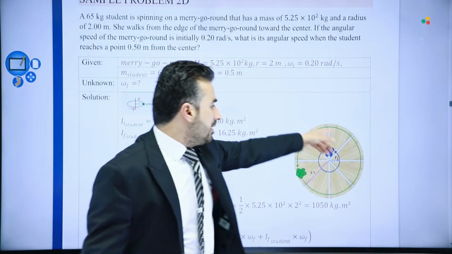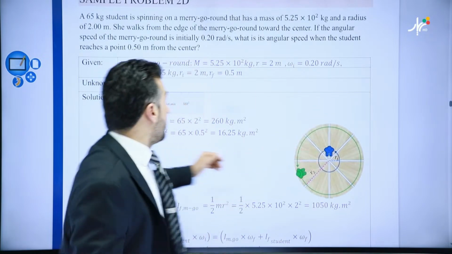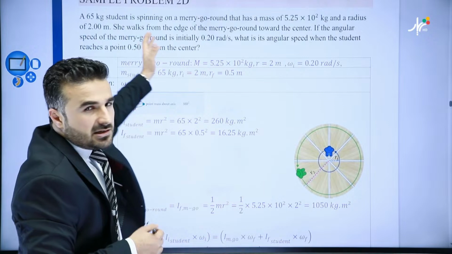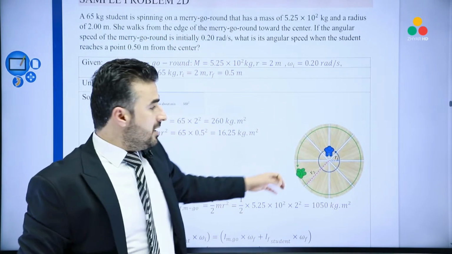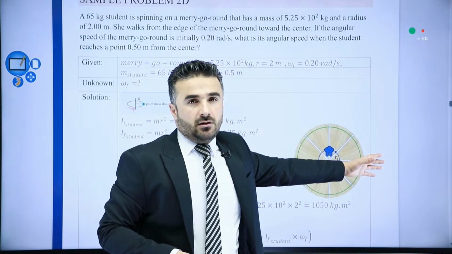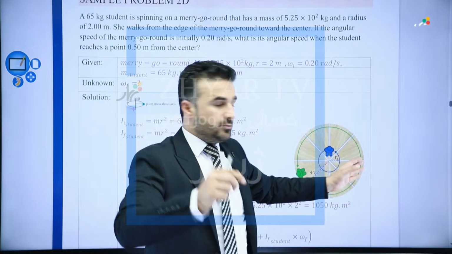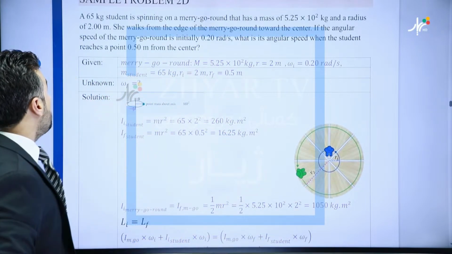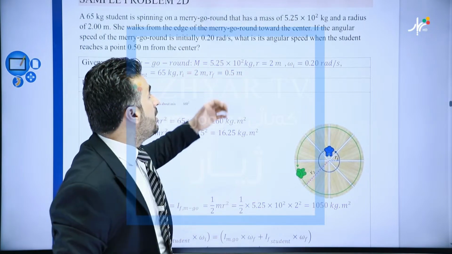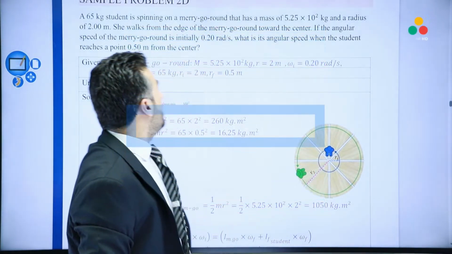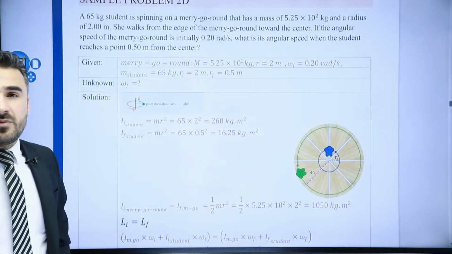So we have the merry-go-round, the mass of the merry-go-round, the radius of the merry-go-round, and then she walks, that is the child, okay? She walks from the edge of the merry-go-round. What does the edge mean? That means the first radius for the child will be the same as the radius of the merry-go-round, which is 2 meters. Excellent. If the angular speed of the merry-go-round is initially 0.20 radian per second, what is its angular speed when the student reaches a point 0.5 meters from the center?